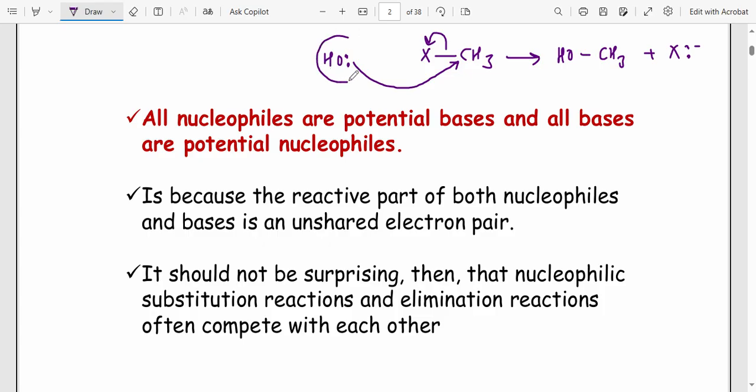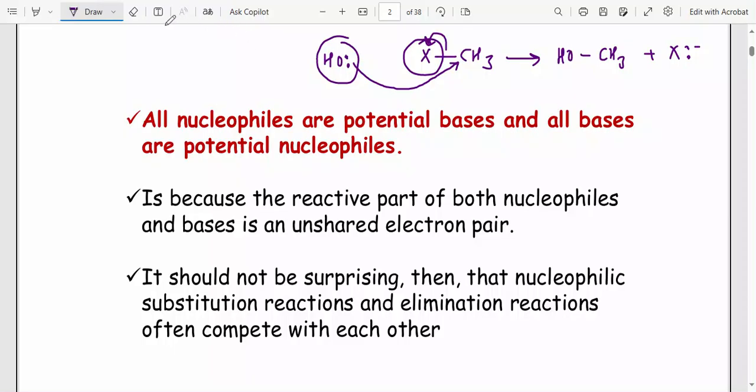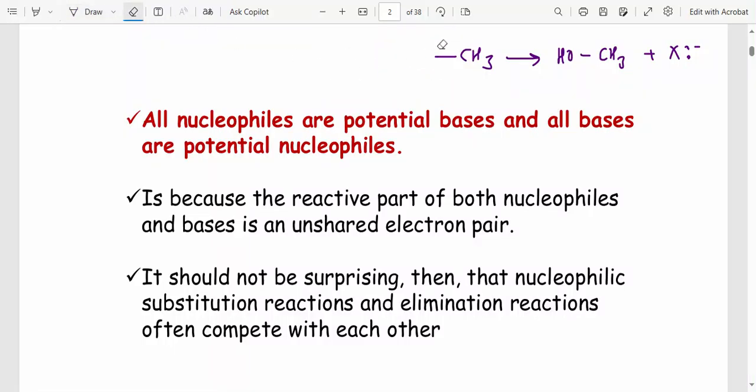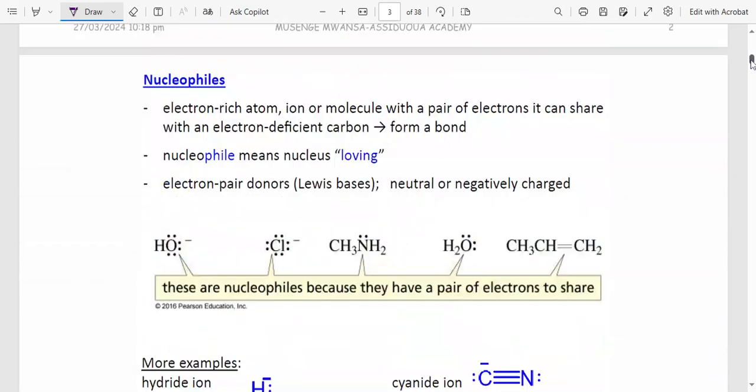Now you need to know that not all nucleophiles can displace all leaving groups. It's only when the nucleophile is stronger than the leaving group that the nucleophile will be able to displace the leaving group. So that's why you need to know the relative strength of nucleophiles. And how you know the strength of a nucleophile is by looking at the strength of the base. All nucleophiles are potential bases and all bases are potential nucleophiles. Therefore, stronger bases are stronger nucleophiles.